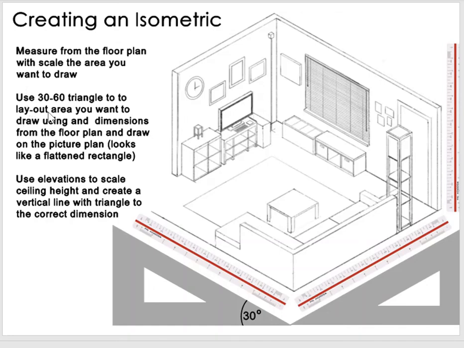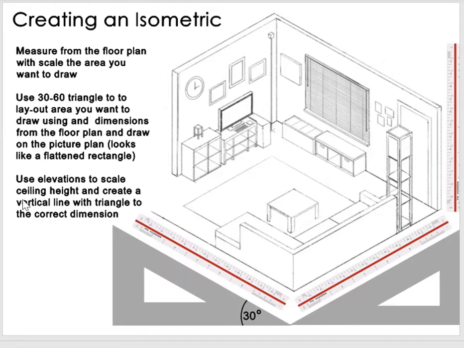So you would then use your 30-60 triangle to lay out the area that you want to draw. Okay, so first you just create that rectangle. And then once again, you're using the dimensions from the floor plan and draw on this picture plane that looks like a flattened rectangle. It's kind of tilted back. You use elevations to scale the ceiling height. So you would go back to the multi-plane drawing of elevations and see how high the ceiling is from the floor to the ceiling. So you reference your multi-view drawings in order to create the correct scale, three-dimensional isometric.